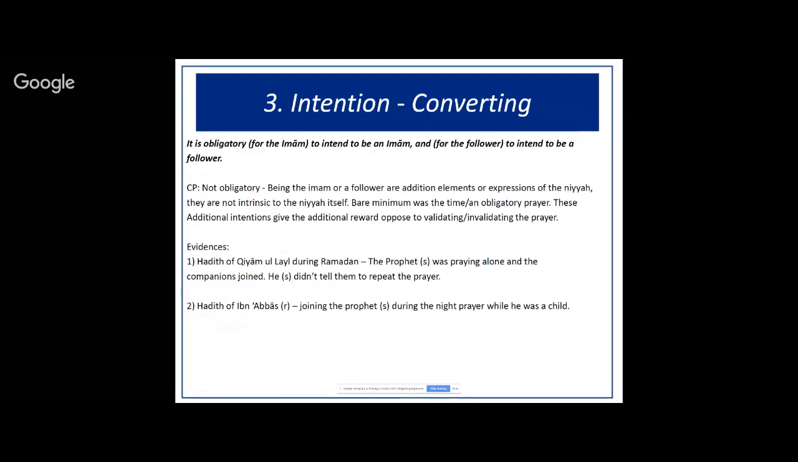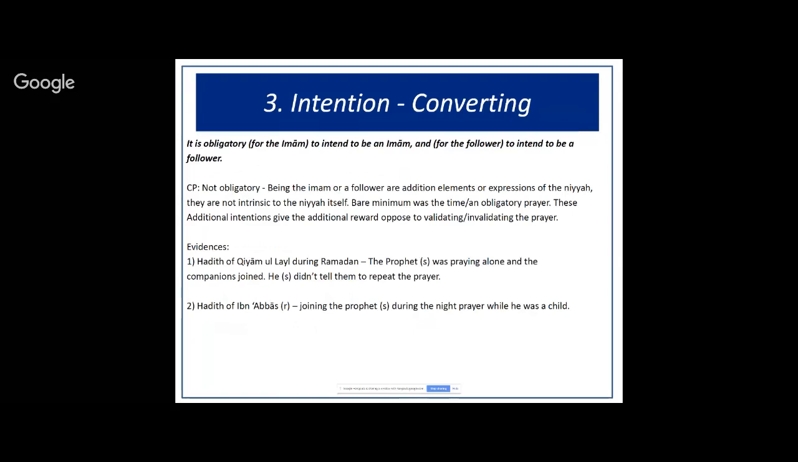Next thing, is it obligatory for the imam to intend to be an imam and for the follower to intend to be a follower? We said here it's not obligatory because, what I mentioned before, being an imam or follower are additional elements or expressions of the niyyah. They are not intrinsic to the niyyah itself. The bare minimum was to intend the time of the prayer or to pray an obligatory prayer.